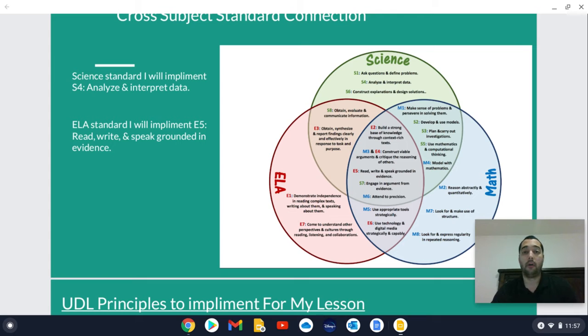For example, 1 plus 4 equals 5. You analyzed the data and interpreted it. And you're going to read, write, and speak grounded in evidence. What does that mean? If you find the solution to the equation, you can raise your hand and share it with us. You can speak. And by speaking, you're giving us the evidence of the problem that you solved on your screen or on the paper.